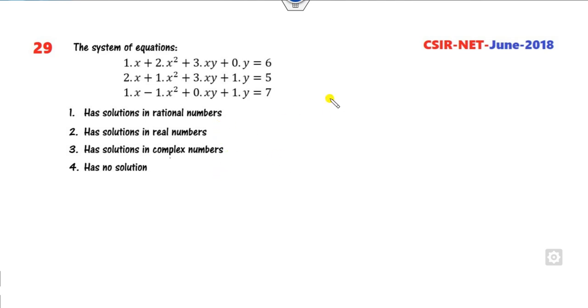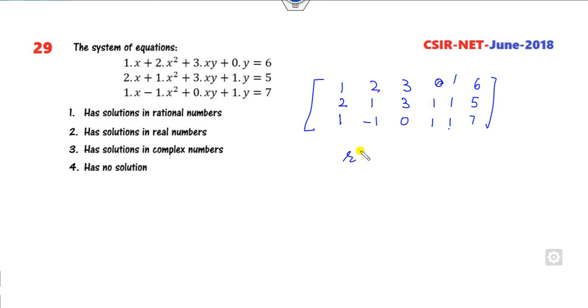Again you have to find the system. You can write this as 1 2 1, 2 1 minus 1, 3 3 0, 0 1 1, and this is 6 5 7. So what is that? The rank of A, with 4 columns, will definitely be at most 3. The rank of the augmented matrix, whatever it is, is less than 4. 4 is the number of column vectors. What is the meaning of that? It has no solution. Why?